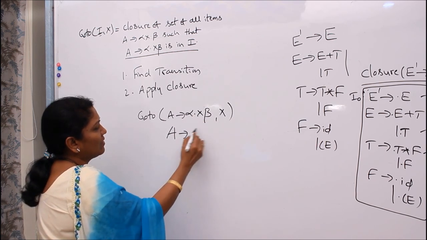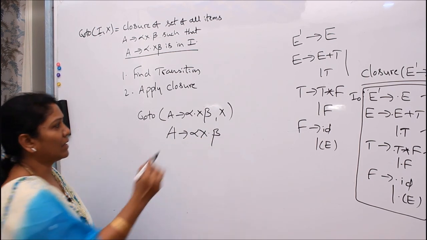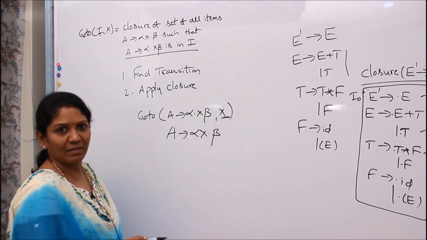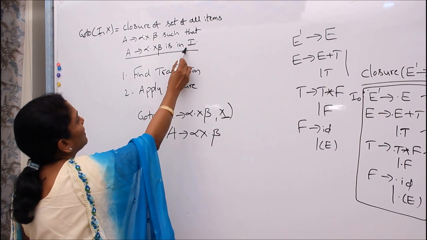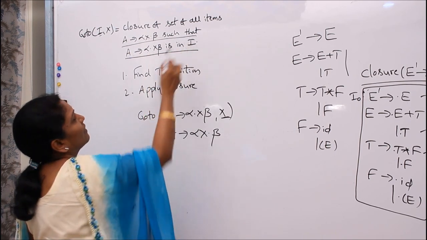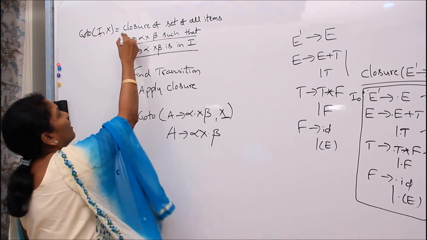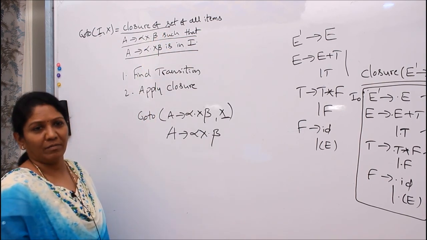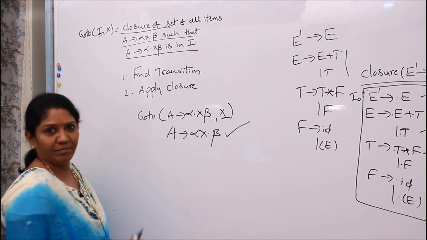So the transition here would be, the item would now become alpha x dot beta, because x is seen by the parser. Okay. So whenever you have alpha dot x beta in I, you should get a set of items of the form A to alpha x dot beta, and on that you should apply closure, once you find the transition on x as this new item.